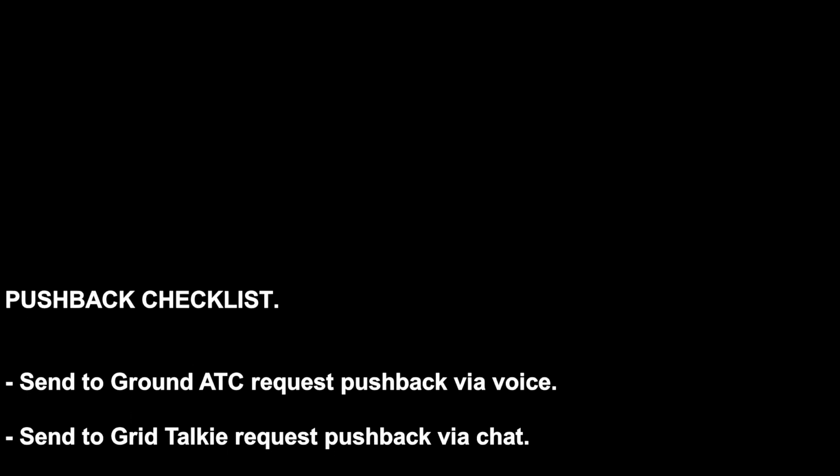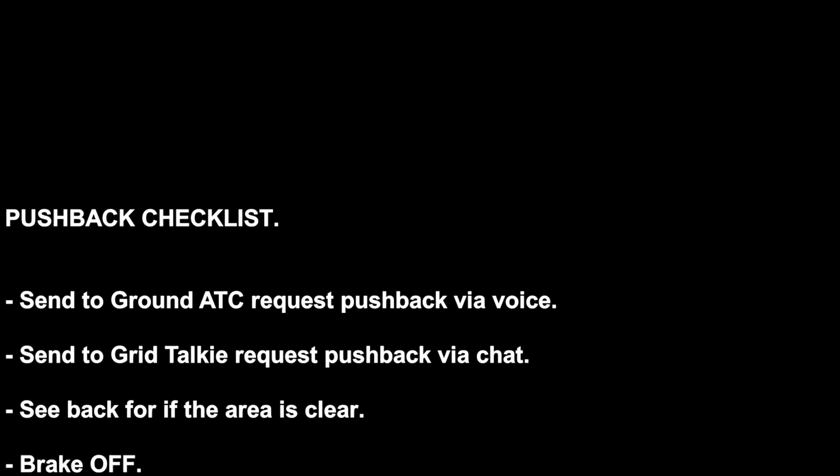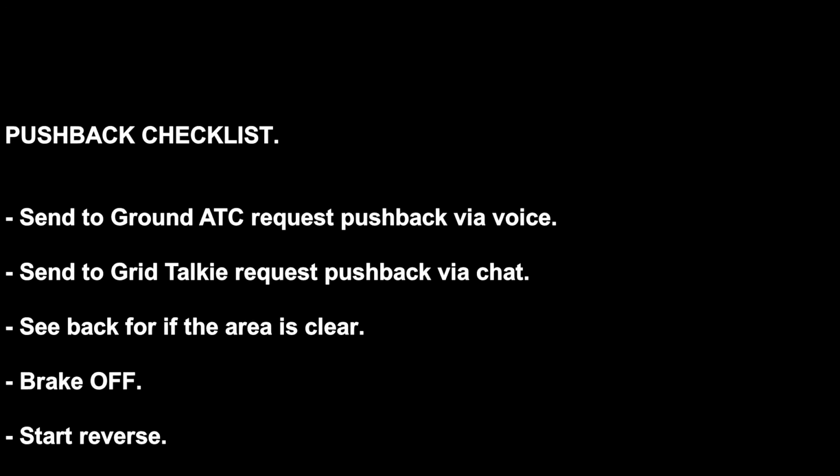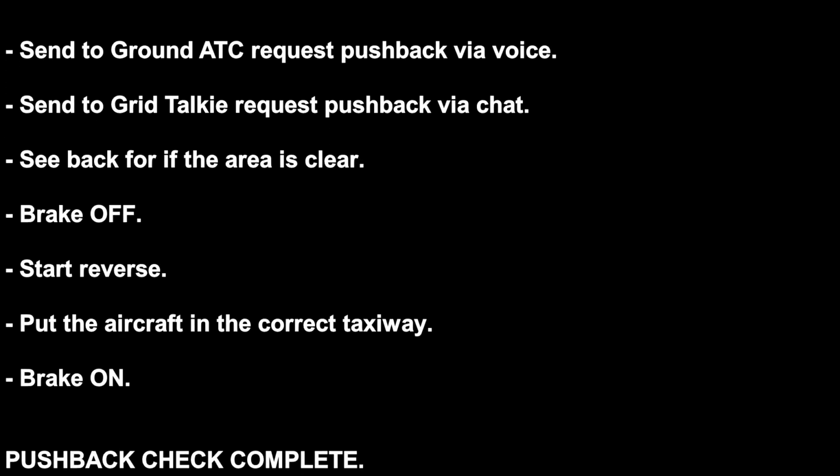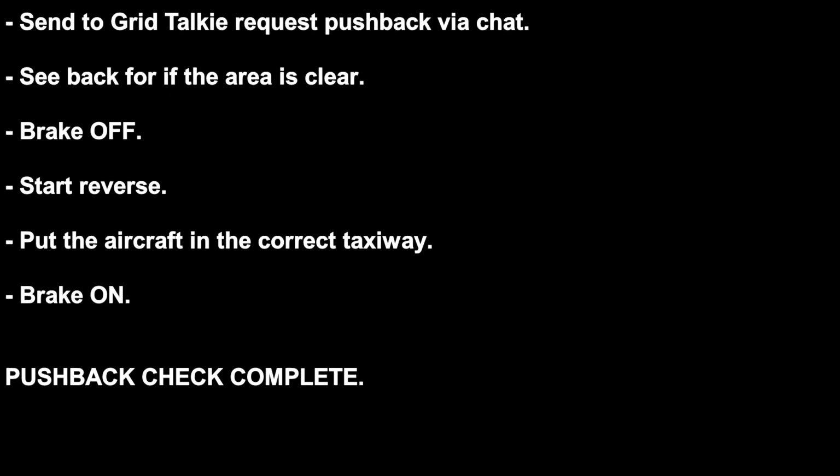Pushback checklist. Send to ground ATC request pushback via voice. Send to Grid Talkie request pushback via chat. See back for if the area is clear. Brake off. Start reverse. Put the aircraft in the correct taxiway. Brake on. Pushback check complete.